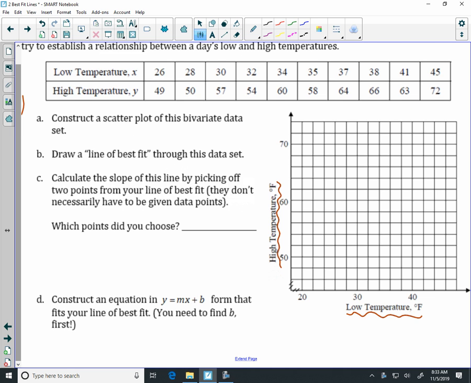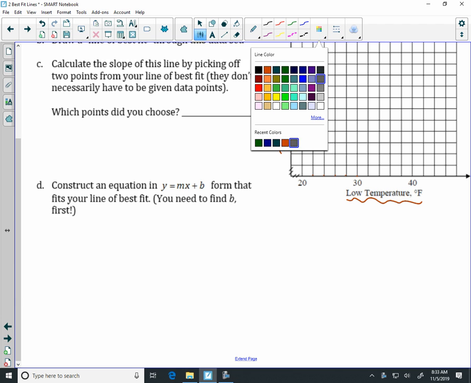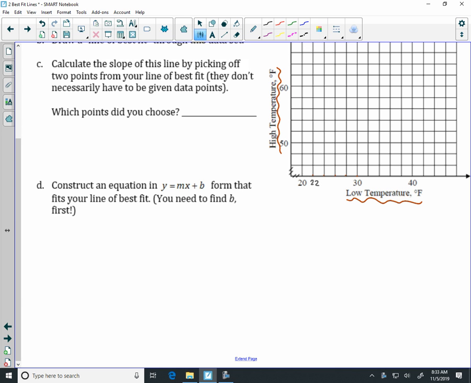Something I'm going to do here in the middle is figure out what my scale is. Here, if this is 20, I have 1, 2, 3, 4, 5 boxes to get to 30. So that would be 22, 24, 26, 28. And if it's helpful for you to label those in between, you can absolutely do that.